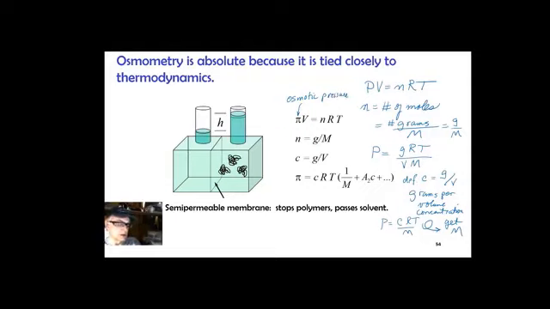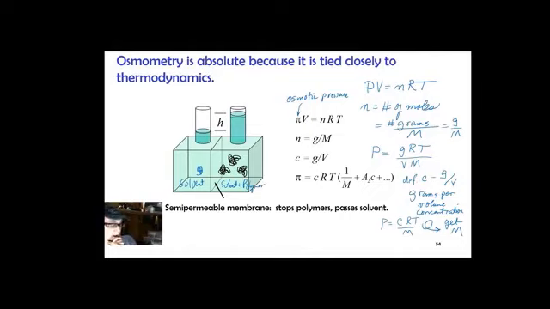And this is the pressure difference that exists from the left side of the chamber. Here's the left side. So this is solvent only. And this one is solvent plus polymer.